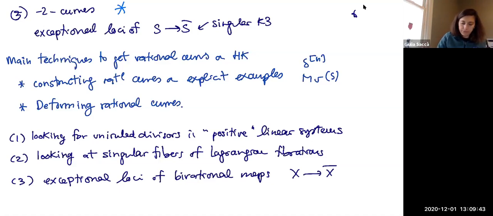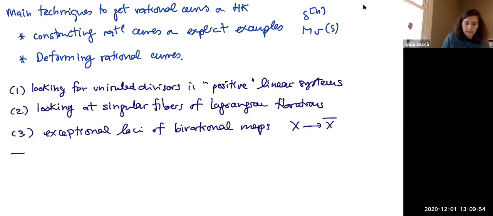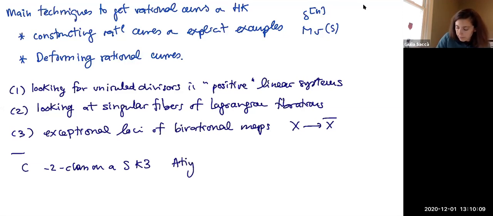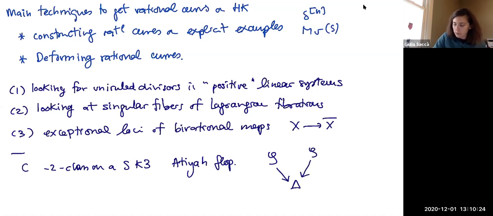Okay, so before we start with number 3, let me remind you that if C is an irreducible minus 2 class on a K3, there's the so-called Atiyah flop, where we deform the K3 in a direction where the class of the curve does not stay algebraic. And we can flop the curve in the total space, which is a threefold. And we get a family of K3s whose fibers are just the same as the fibers of the previous family. But globally, the two families are not isomorphic.